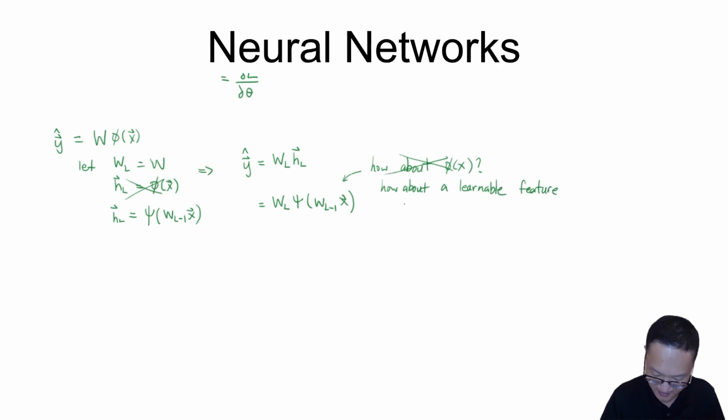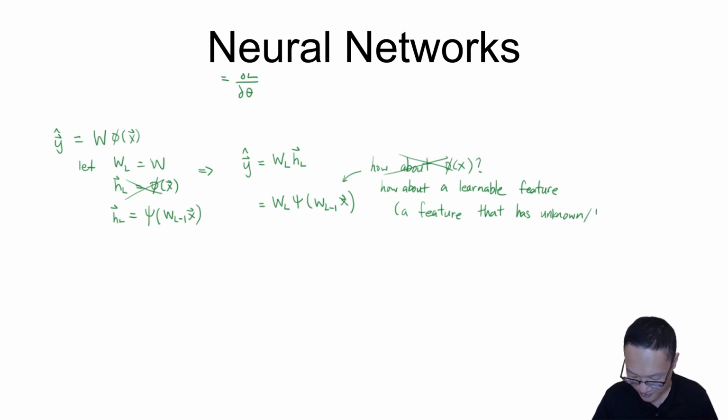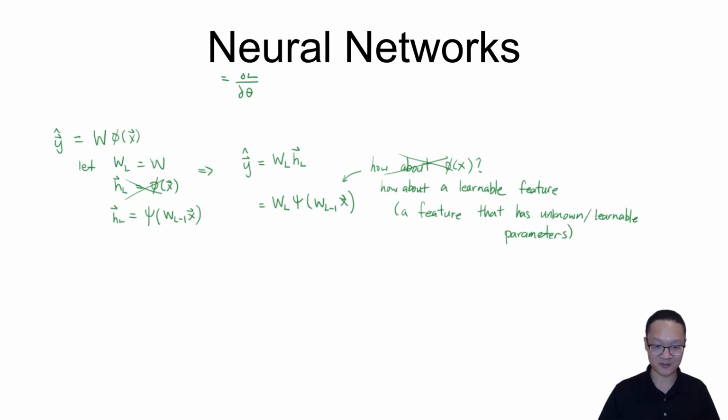So this is basically a feature function that has unknown parameters. So, right, unknown is kind of synonymous with learnable. Okay, so that's kind of the idea. So we're gonna keep going. Instead of x, let's replace x with a learnable feature.